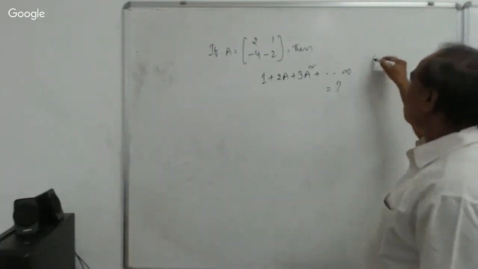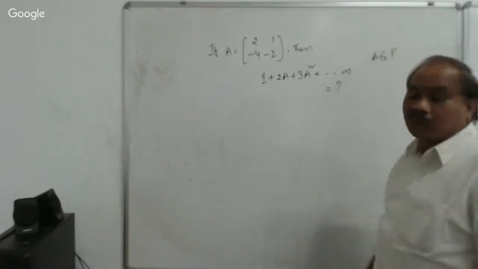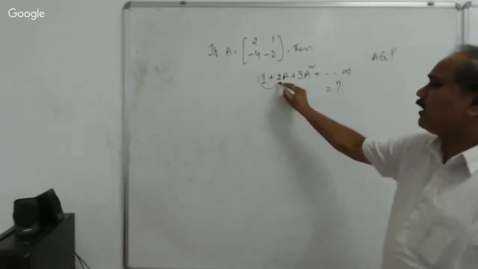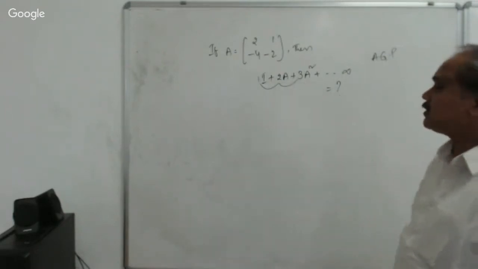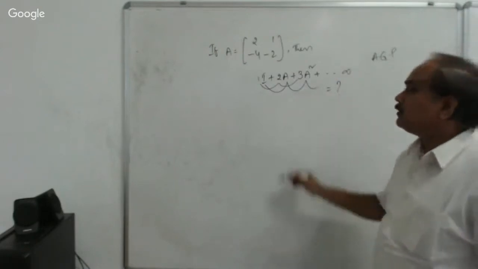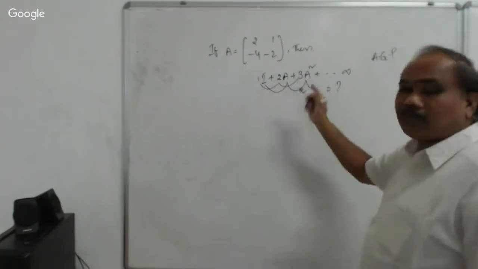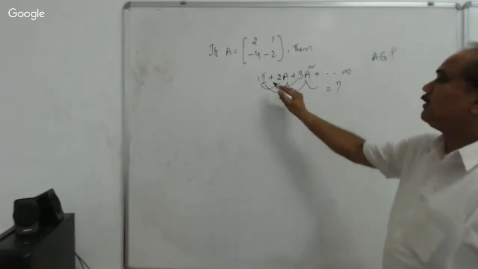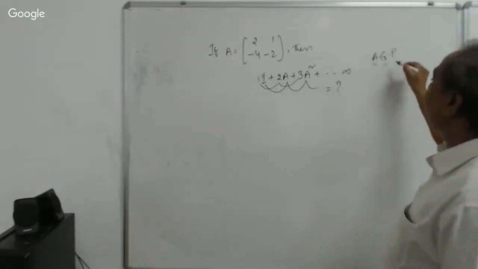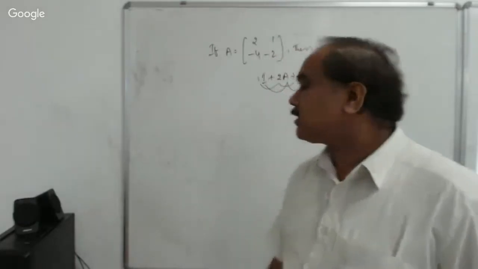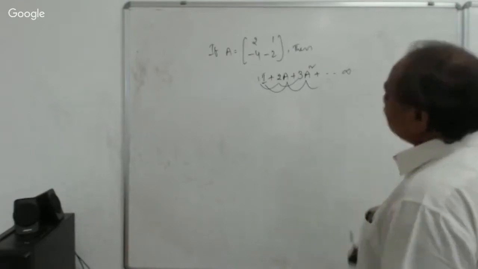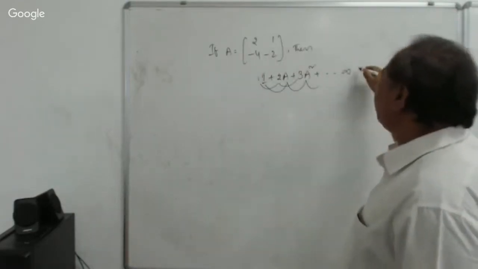Actually, it belongs to an arithmetico-geometric progression. Why? Because the first terms 1, 2, 3, 4 are in AP, and I, A, A square, A cube are in GP. That's why it is an arithmetico-geometric progression. We have some method for this, but that method is not so applicable here. Why? Because it is a created question.